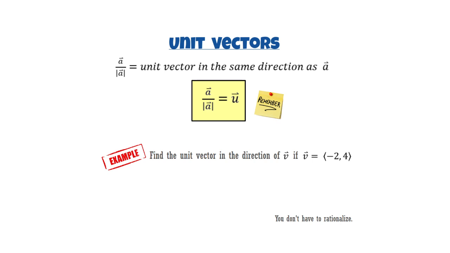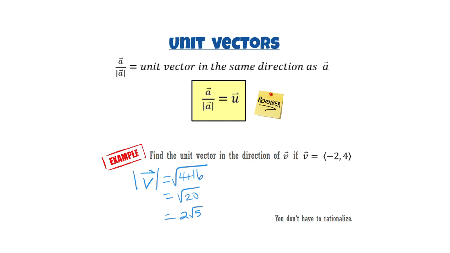So for instance, find the unit vector in the direction of vector V, and here's my vector V. So I want to find the unit vector. Well, let's see how long it is right now. It would be the square root of 4 plus 16. So that's the square root of 20, which I would want you to reduce. What does the square root of 20 reduce to? Yes, that is right, 2√5.